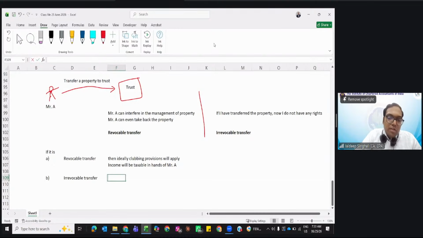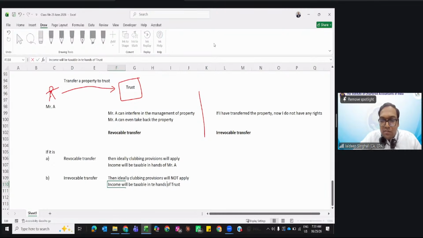If it is an irrevocable transfer, then ideally clubbing provisions will not apply. Income will be taxable in the hands of the trust. Clear?